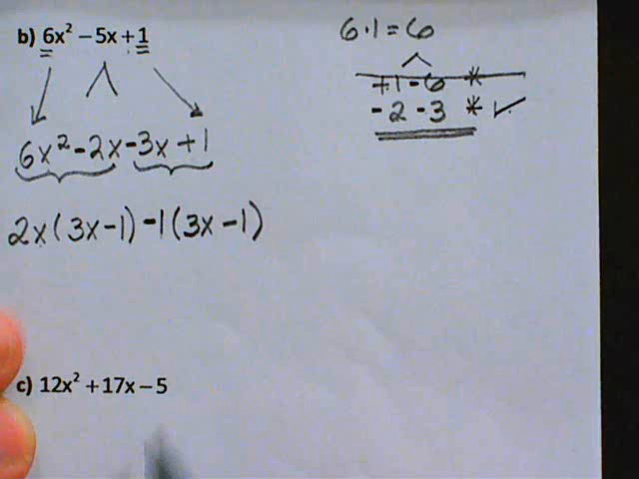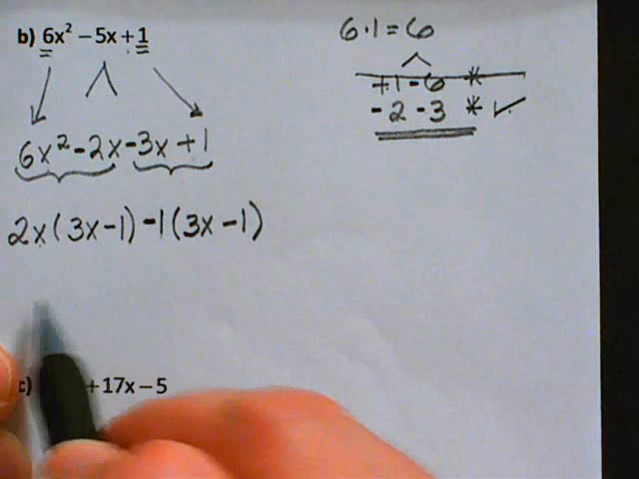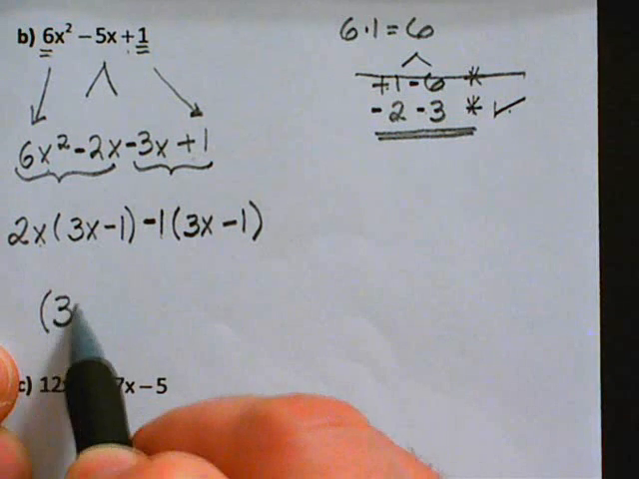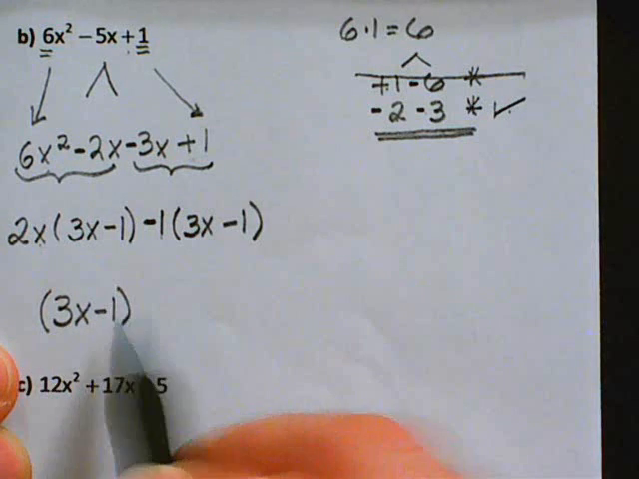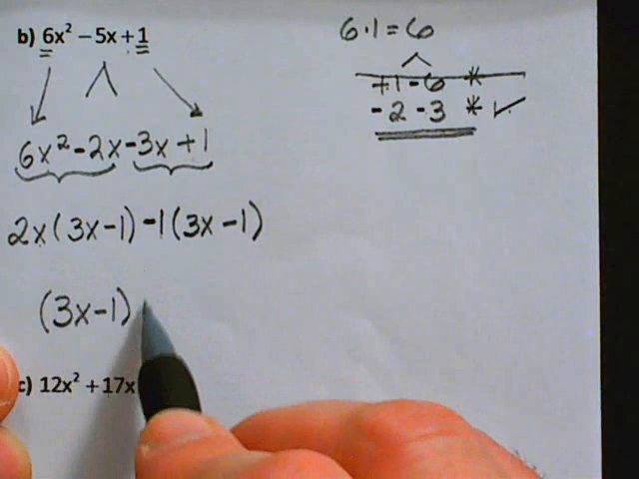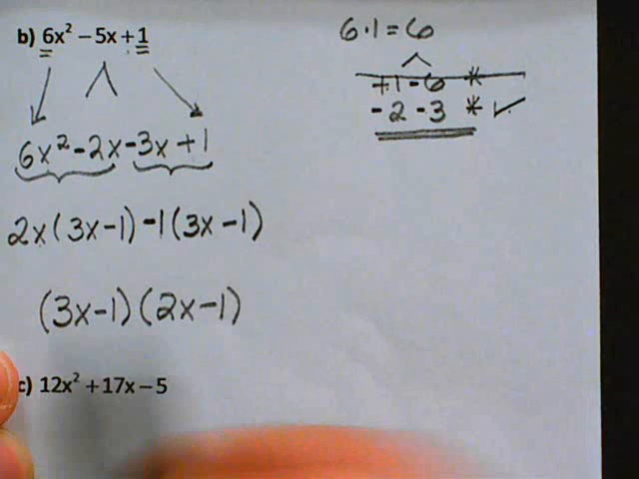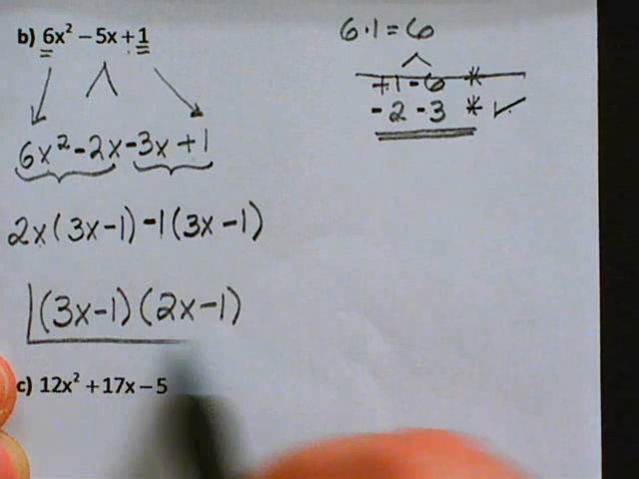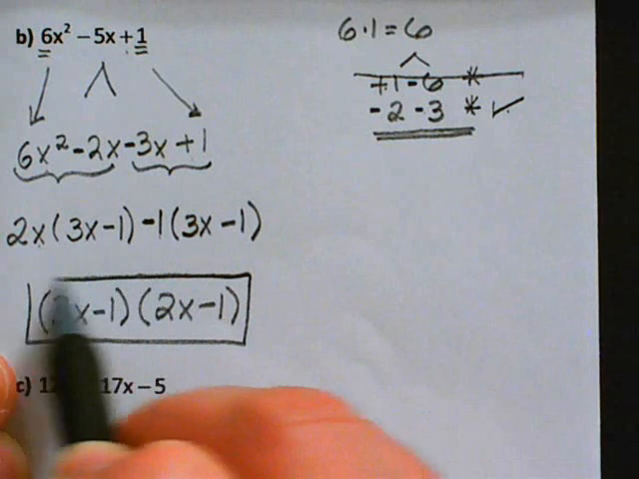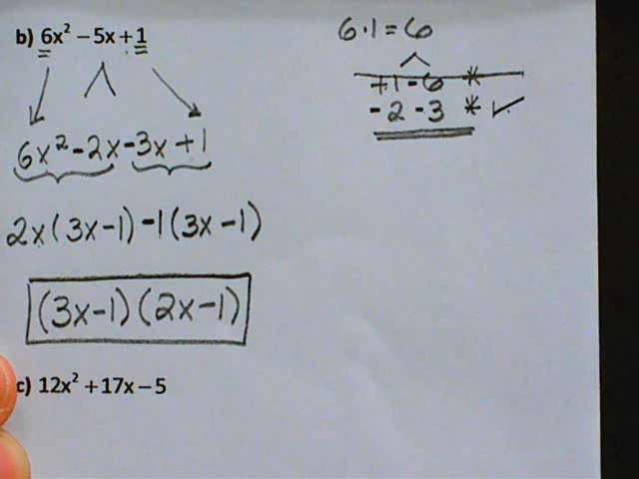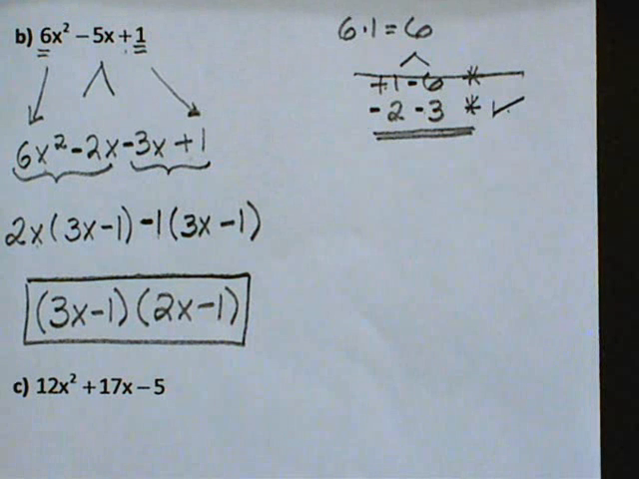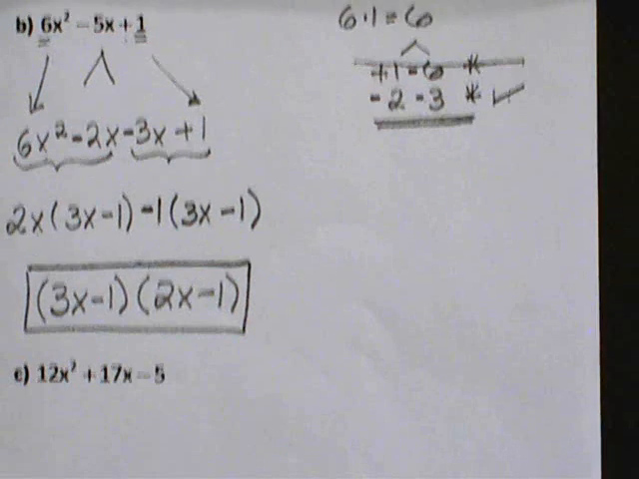Now that I have that, I look for what they have in common. They have in common 3x minus 1. And if I remove the 3x minus 1, I'm left with 2x minus 1. So this will be the answer for our problem. Okay, let's go ahead and move to the next problem.